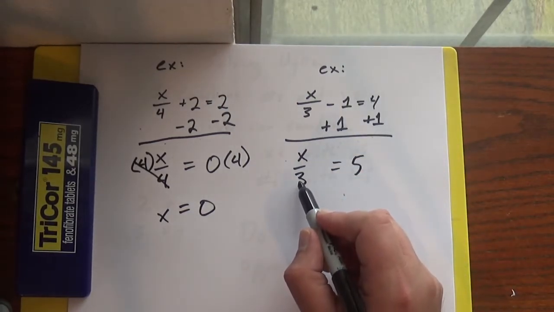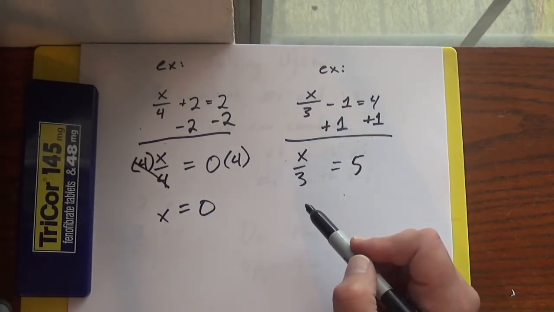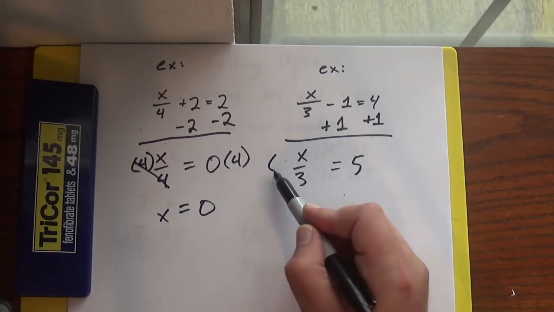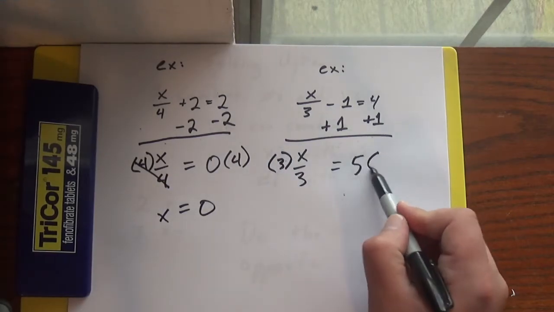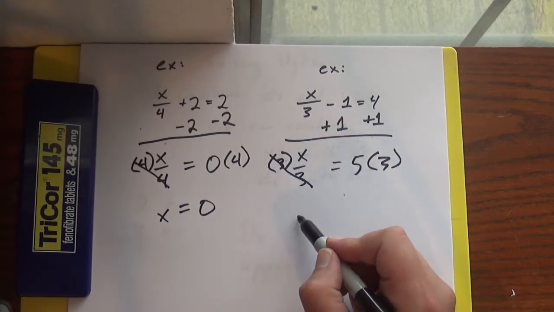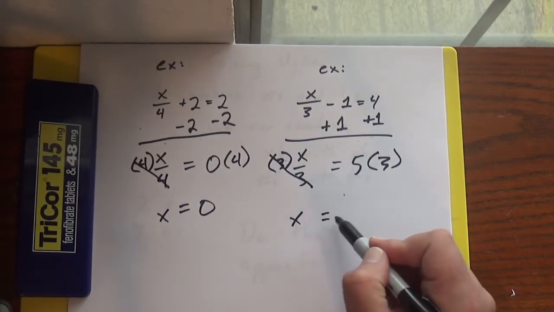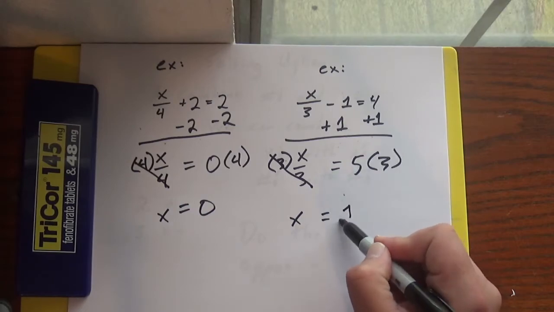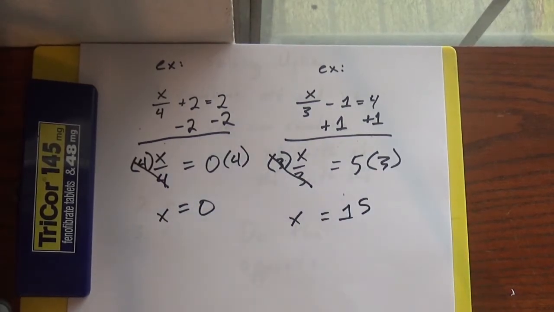And now to get rid of this 3, it's x divided by 3, so we need to do the opposite. I'll multiply by 3, multiply by 3. These two cancel, my x comes down, my equals comes down, 5 times 3 is 15. And there you go. That's all it is for two-step equations.